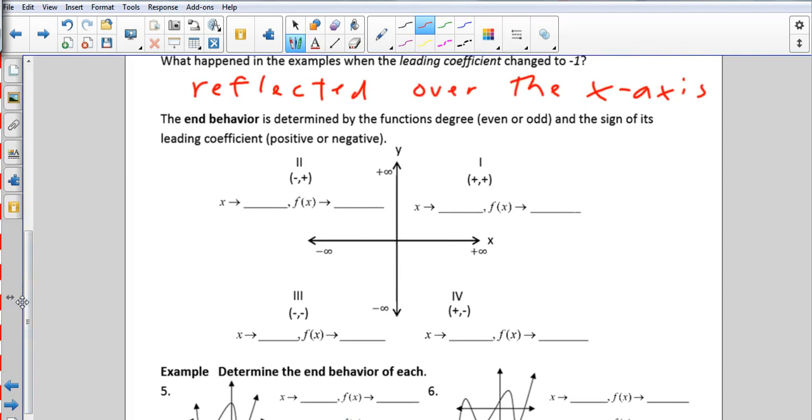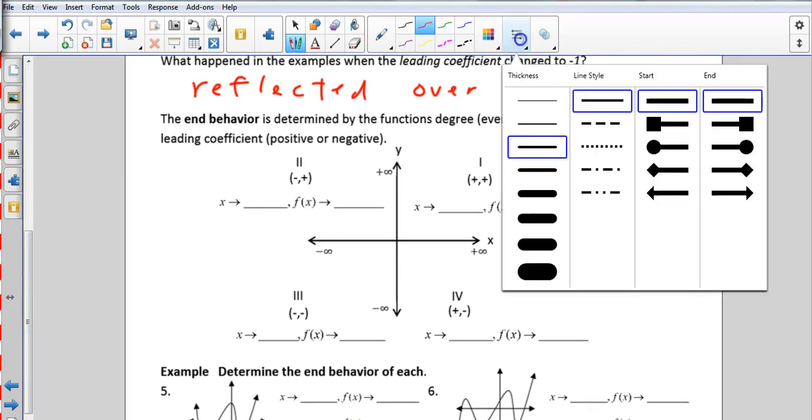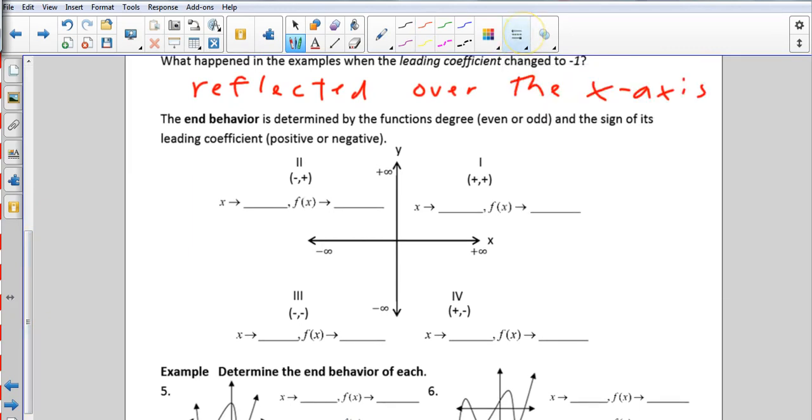So now we're going to have a little bit of a chart here. The end behavior is determined by the function's degree, whether it's even or odd, and the sign of the leading coefficient, positive or negative. Okay, we're going to fill out this chart as a reference point for you. So this is going to be negative infinity and positive infinity.